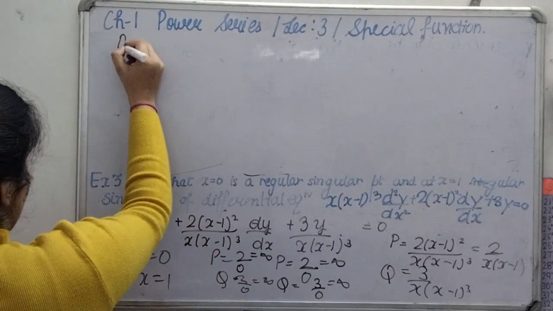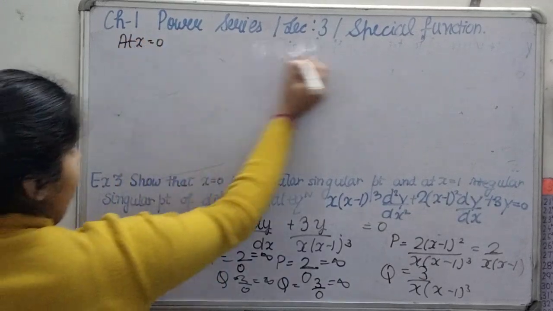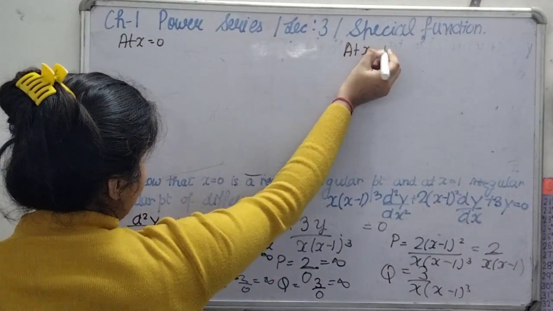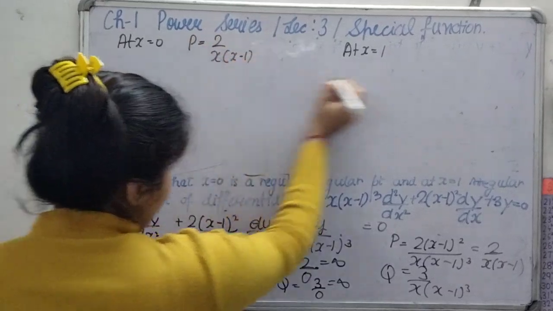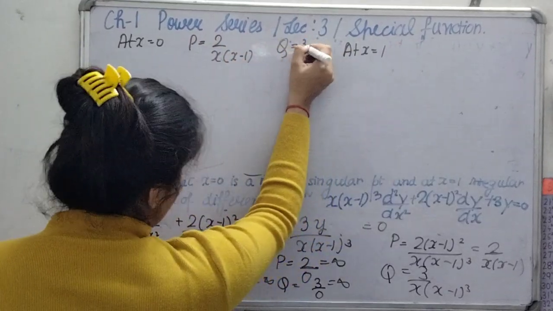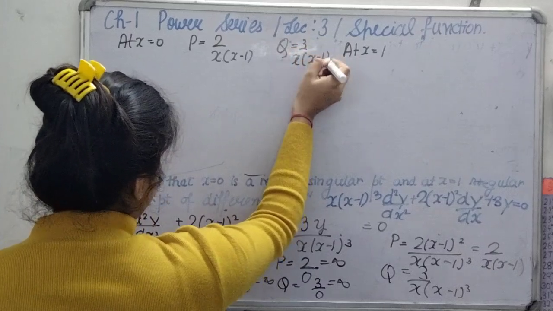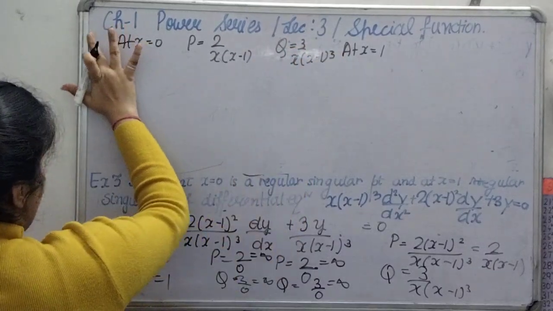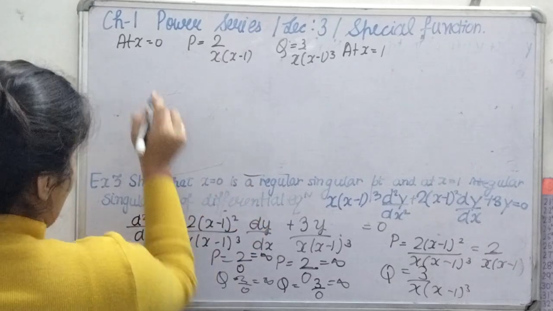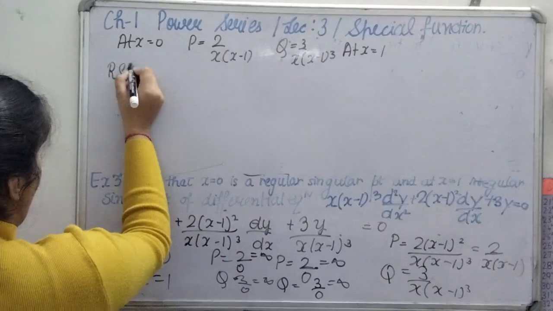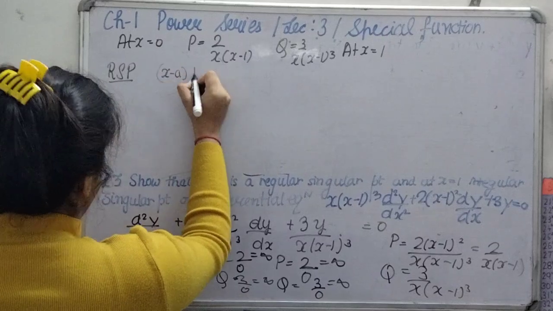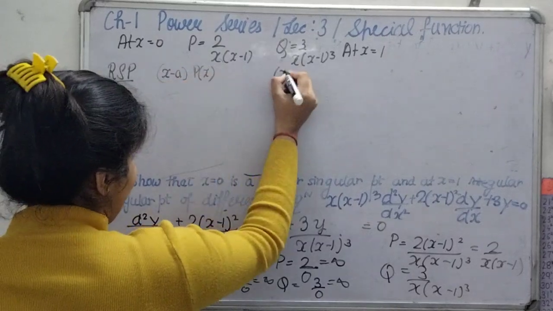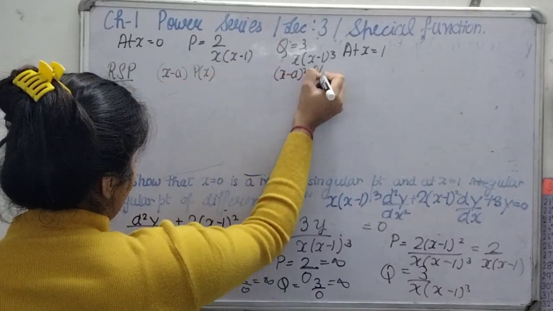Now we have x is equal to 0 and x is equal to 1. The p value is 2 upon x into x minus 1, and q is 3 upon x into x minus 1 cube. Now for checking the singular point, whether it is a regular singular point (RSP), we have to check x minus a into px and x minus a square into qx.